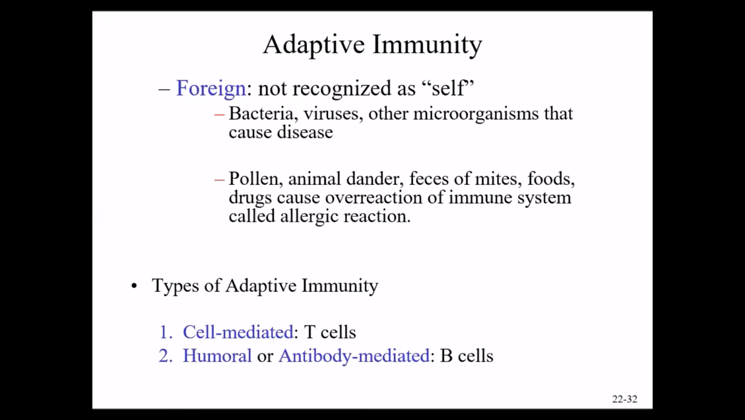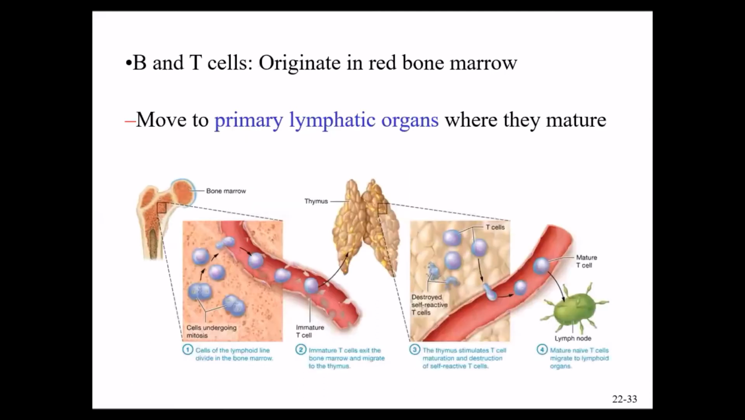And we've already mentioned the cell types we're going to look at. Cell-mediated is all about what's taking place with the T cells. Antibody-mediated is what's going on with B cells. So given that, let's review a little bit about B and T cells. Remember that they originate in the red bone marrow. That's where the stem cell is located, inside the red bone marrow, and that's where you produce all of your blood cells, including these two lymphocytes.